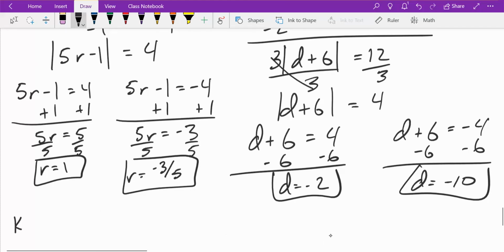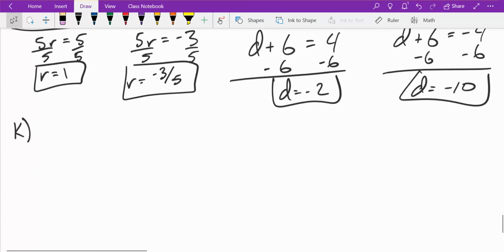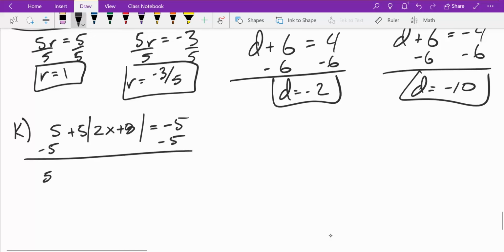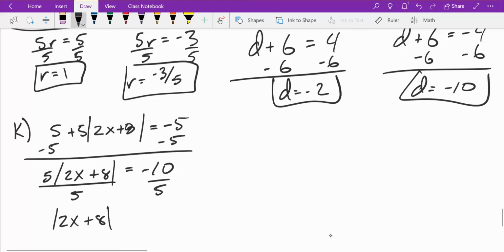Problem K, 5 plus 5 times the absolute value of 2x plus 8 equals negative 5. So we want to get rid of what's on the outside first, so we'll subtract 5 from both sides. 5 times the absolute value of 2x plus 8 equals negative 10. Divide by 5. The absolute value of 2x plus 8 equals negative 2.